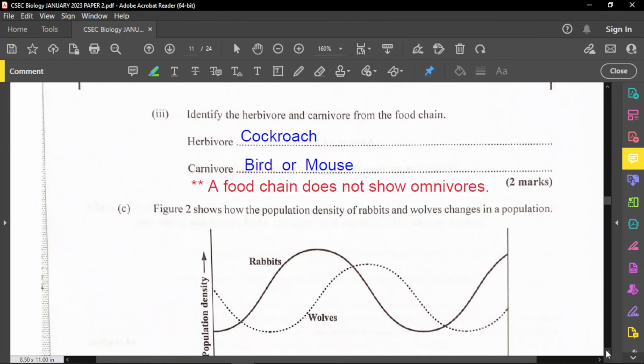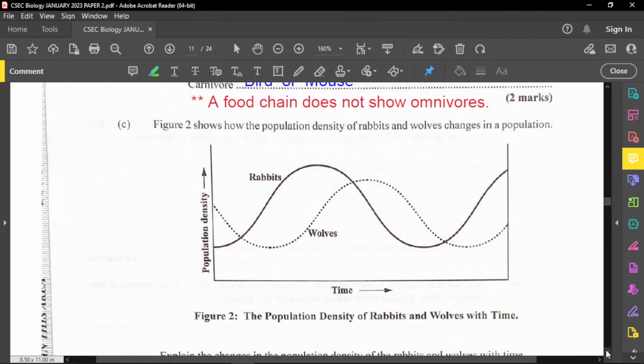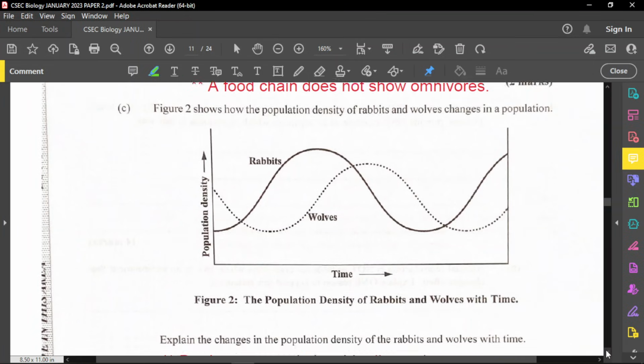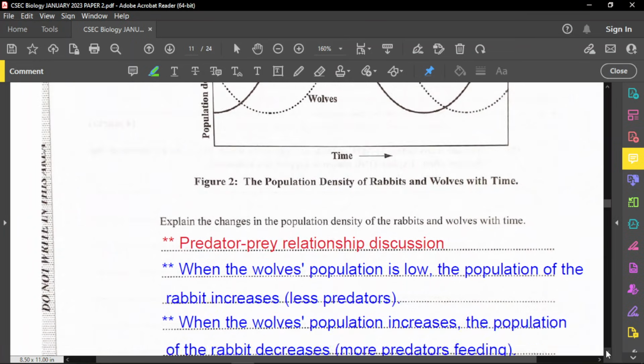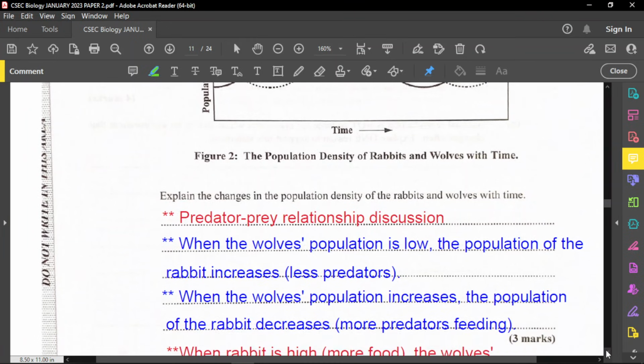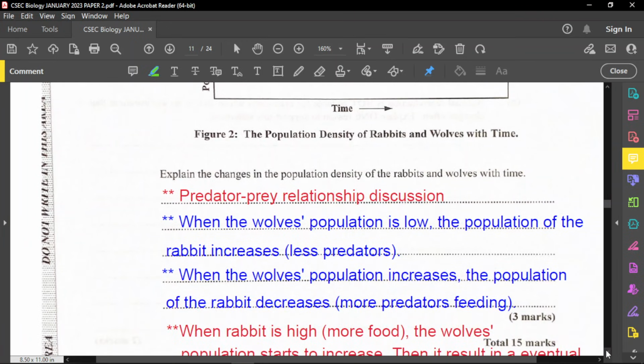All right. And now for part C, so figure 2 shows how the population density of rabbits and wolves change in a population. And here, if you notice, just observe the graph. When rabbit is high, wolf is low, because the wolf is a predator, of course, and rabbit is prey. All right. And of course, when the rabbit is low, the predators start to get low as well, all right, because they have less food. All right. So here we are to explain the changes in the population density of the rabbits and wolves with time. And so what you're going to do is describe a predator-prey relationship. All right. And so we're going to discuss around that line.